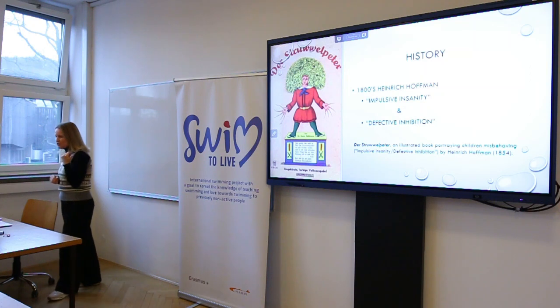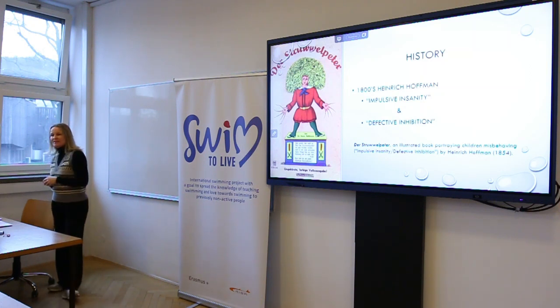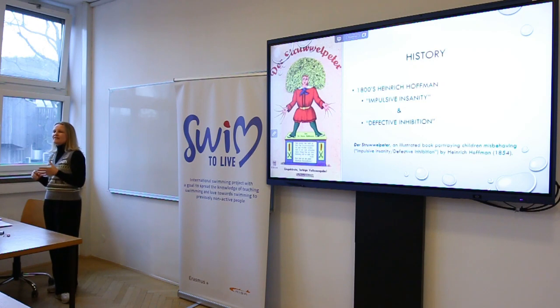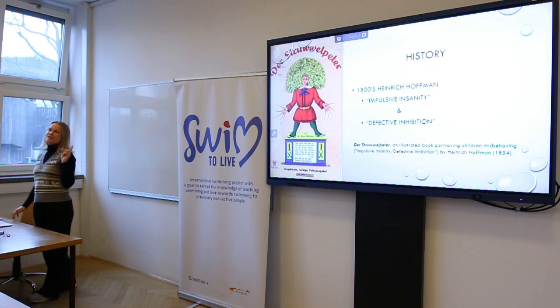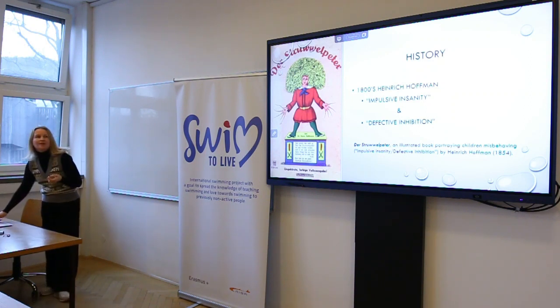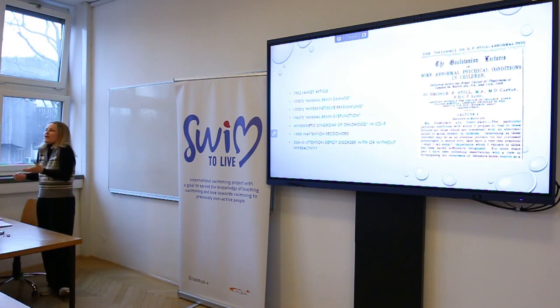It's a children's book, the Struwwelpeter, in German language, by Heinrich Hoffmann. And it's a really funny book. If you read it, there is a child who misbehaves all the time, and adults are really cross with him because he can't eat, he can't stand, he's just jumping around, running around. And in the book it is said that this child has impulsive insanity and defective inhibition. So this is the first book we know of that was about what we now know as ADHD.